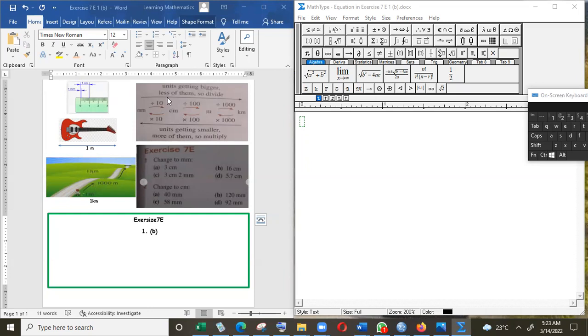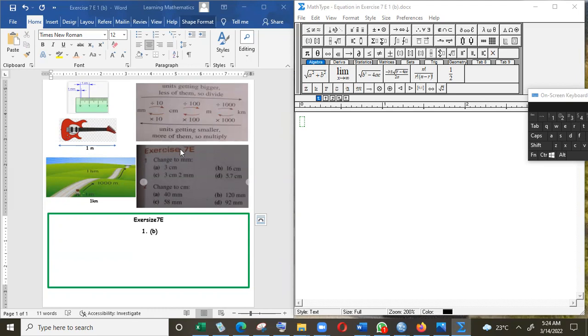Remembering that now, it says when units are getting bigger, there are fewer of them, so divide. So the units getting bigger from millimeters to centimeters, you divide by 10. Centimeters to meters, you divide by 100. Meters to kilometers, you divide by 1,000. When units are getting smaller, there are more of them, so you multiply. From kilometers to meters, you multiply by 1,000. From meters to centimeters, you multiply by 100. From centimeters to millimeters, you multiply by 10.